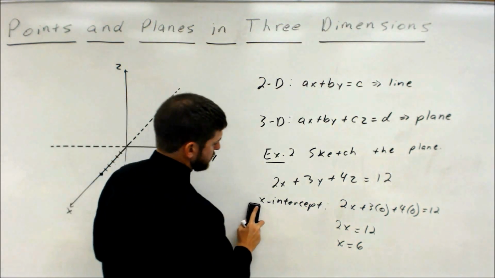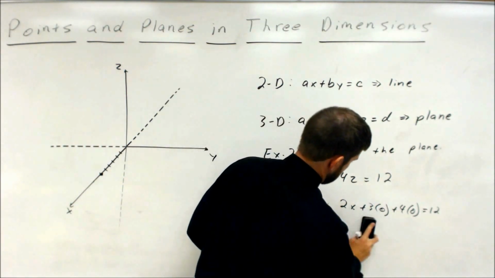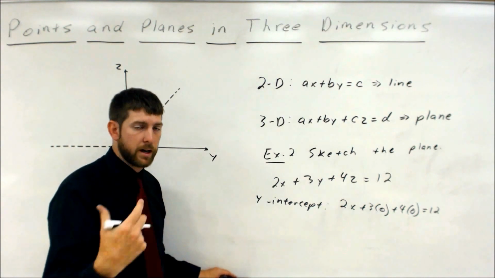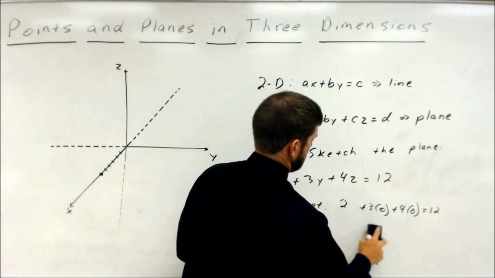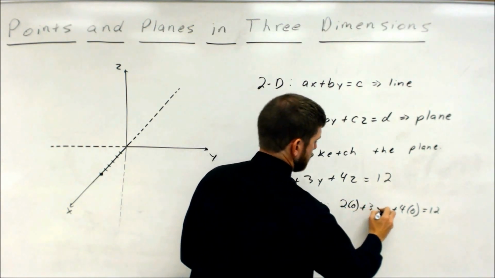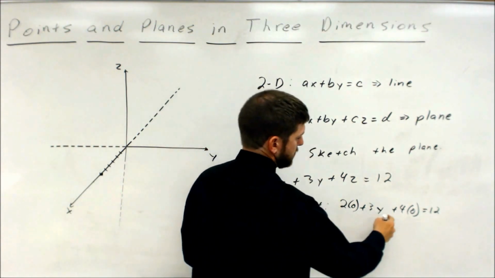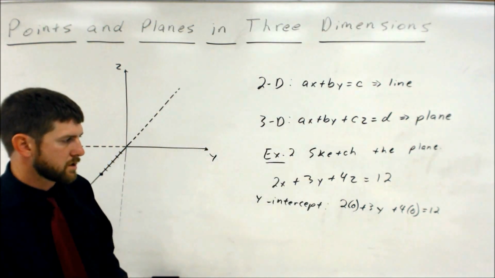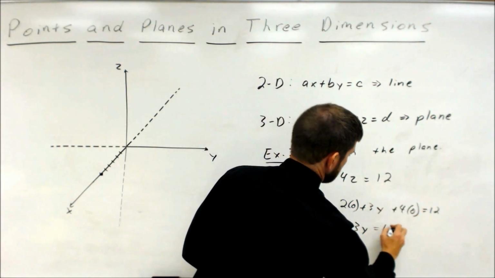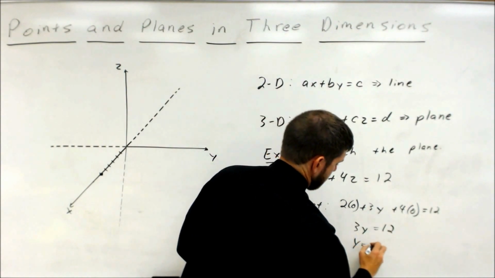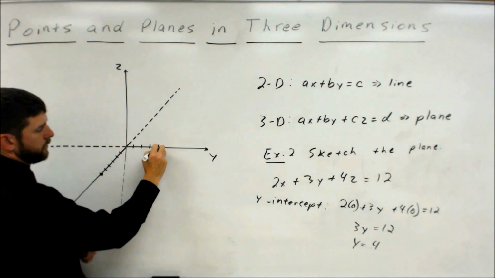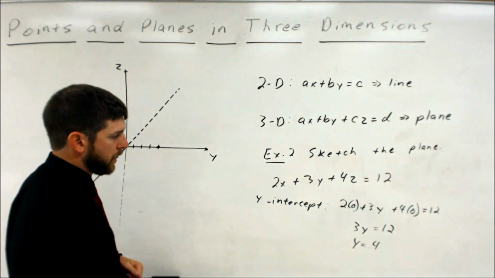All right, now let's do the y-intercept. The y-intercept has a y value, but no x's and no z's. So 2 times no x's, 3 times whatever that y-intercept happens to be, 4 times 0 z's. The zeros cancel. So 3y equals 12, and we know that y equals what? 4. So I'm going to go to 4 on the y-axis. 1, 2, 3, 4. So there's 4 on my y-axis.